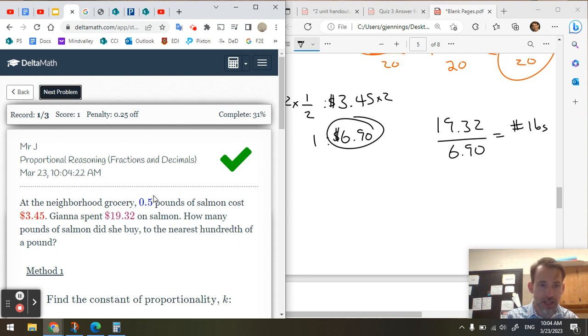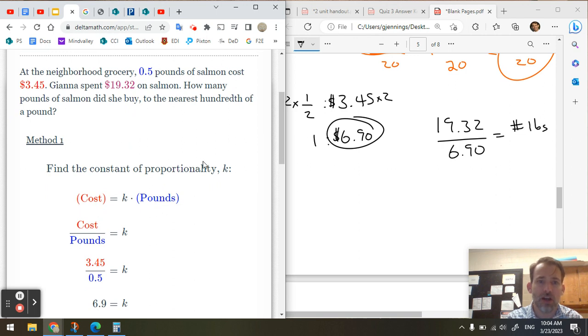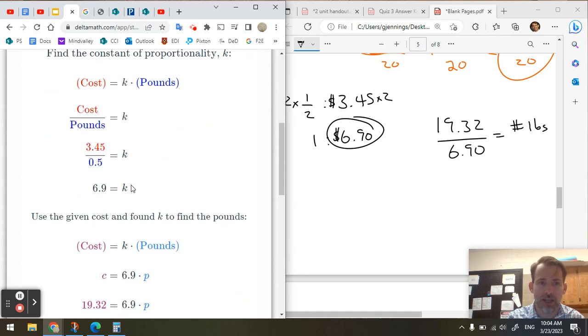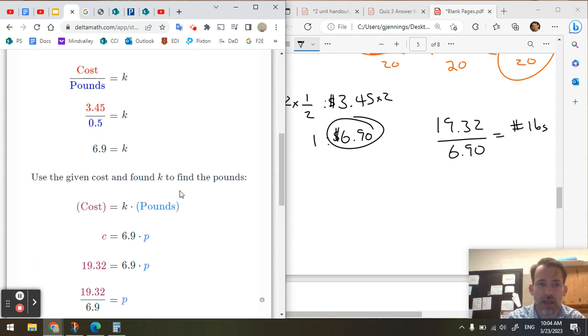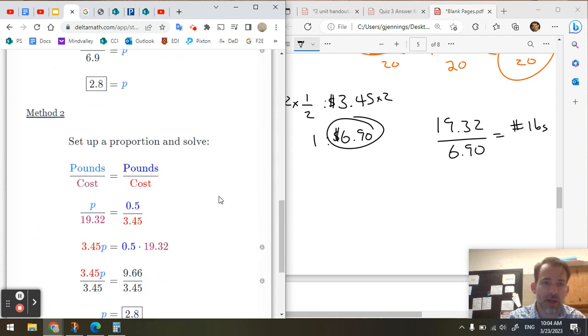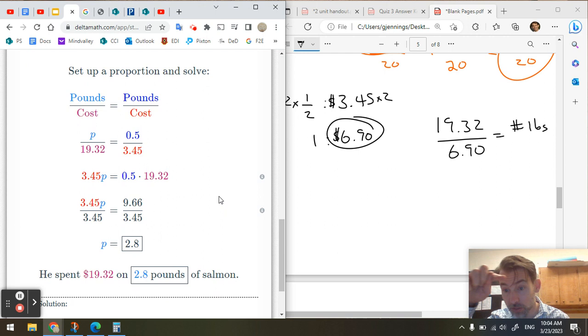Hooray! Next problem. Oh, so they highlight the numbers. That's very useful. And then the method: find the constant of proportionality. That's a fancy way of saying let's find the unit rate. Let's find how much 1 pound of salmon costs. I gave you one method. They're giving you a different method: use the given cost to find the pounds. What I'm doing here is important. You want to look at the different ways and understand them. It's going to build your math sense.